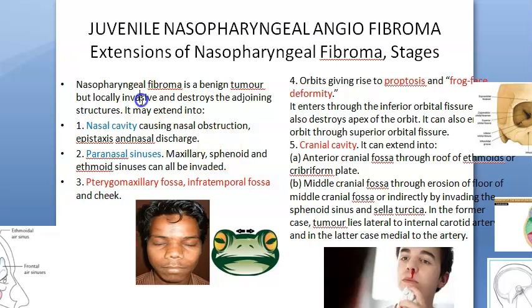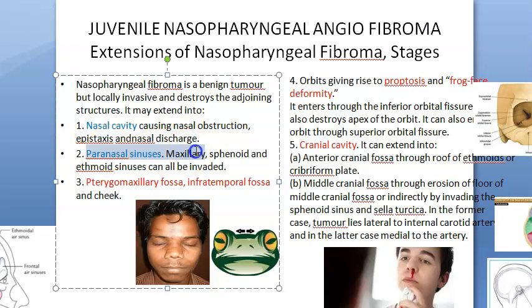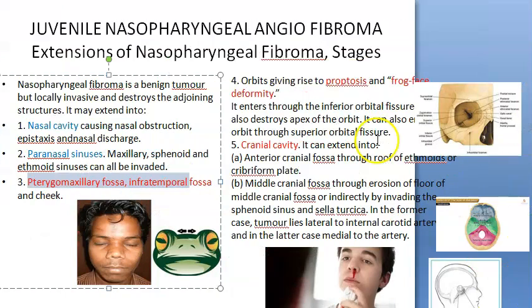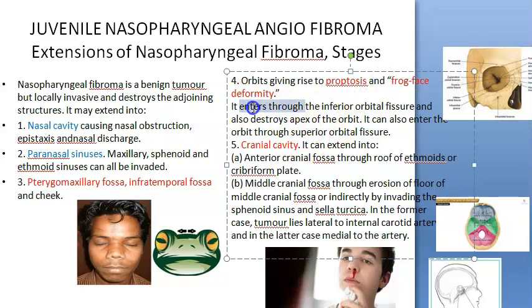This is the gross and this is the microscopy, where you can see the dilated vessels surrounded by the fibrous stroma. Coming to the extensions of nasopharyngeal fibroma, we told you it goes into the nasal cavity, paranasal sinuses, pterygomaxillary fossa, infratemporal fossa. In the orbit it causes proptosis, frog face deformity. Then it enters via the inferior orbital fissure, destroys the apex of the orbit. It can also enter via the superior orbital fissure. Then it can enter the cranial cavity.